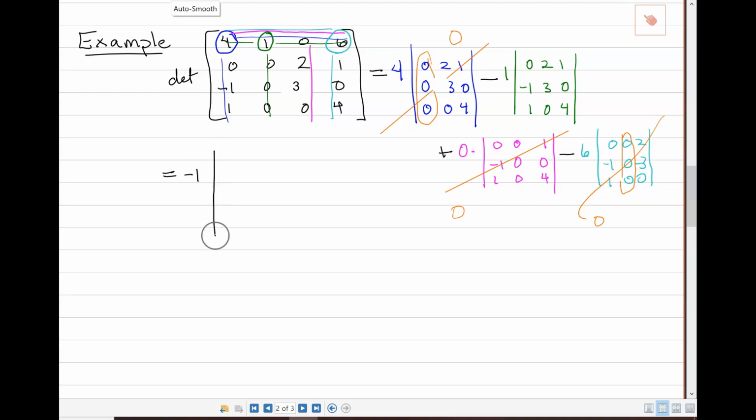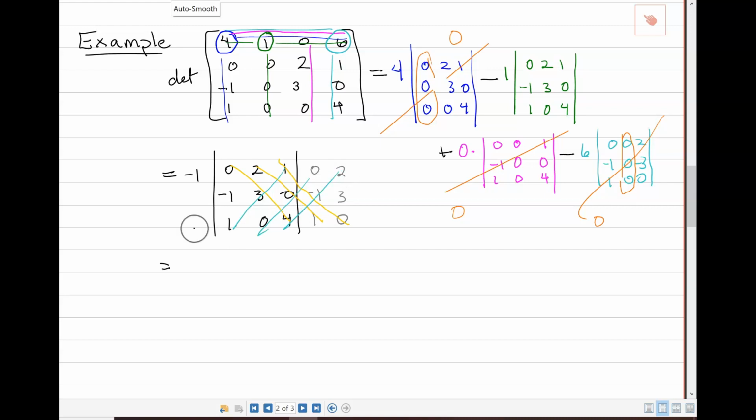1 times the determinant of 0, 2, 1, minus 1, 3, 0, and 1, 0, 4. And we know how to compute the determinant of a 3 by 3. Right? We copy that and then do our forwards adding up and our backwards subtracting.